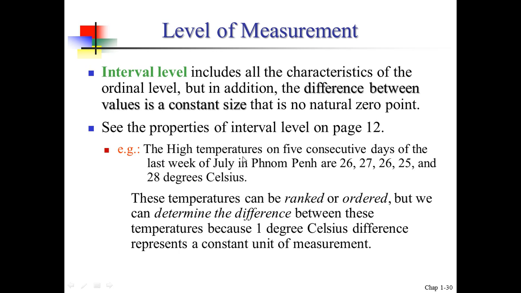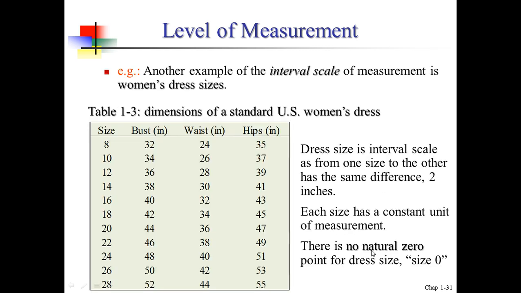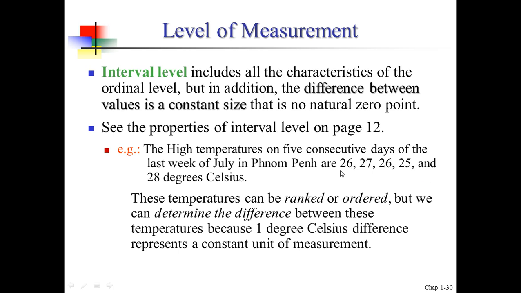For example, the high temperatures on 5 consecutive days of the last week of July in Phnom Penh: the first day 26, second day 27, the third day 26, the fourth day 25, and the last day 28. These temperatures can be ranked or ordered, and we can determine the difference between these temperatures because 1 degree Celsius difference represents a constant unit of measurement. Okay, constant unit of measurement. So I can make interval.